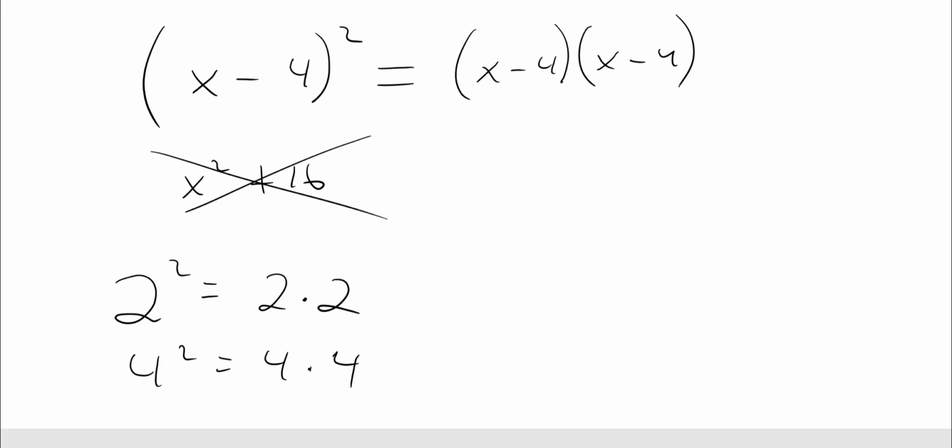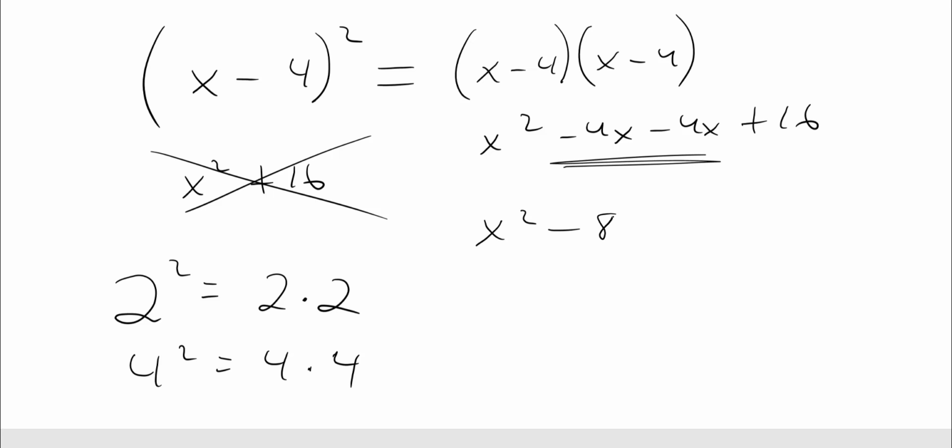Okay? And then you FOIL it. So first is x squared, outer minus 4x, inner minus 4x, and last plus 16. Combine your like terms, x squared minus 8x plus 16. So notice if you just squared both terms, you would have gotten x squared plus 16, which is only part of it. Okay, you need that minus 8x.